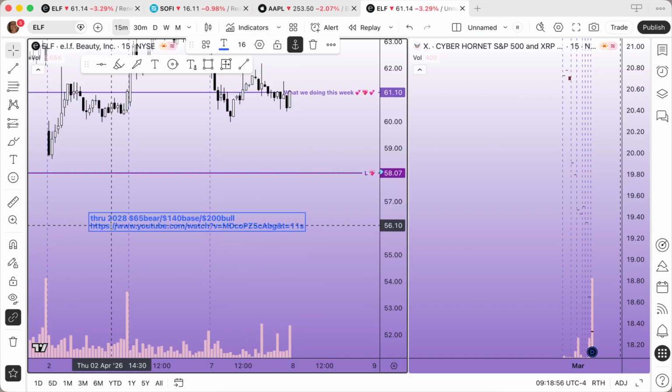So through 2028, he's looking at a bearish scenario, like if price did poorly and just went into a recession and a lot of hot mess things happened, he's looking at a scenario over the next 3 years of $65 a share. His base feeling was that ELF would be at $140 a share, and if it did extremely well, it would be at $200. And that was this morning, April 8th, 2026. He made this video, I think last night, and these are his projections based on ELF currently.